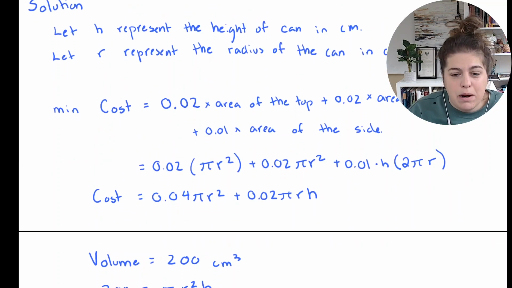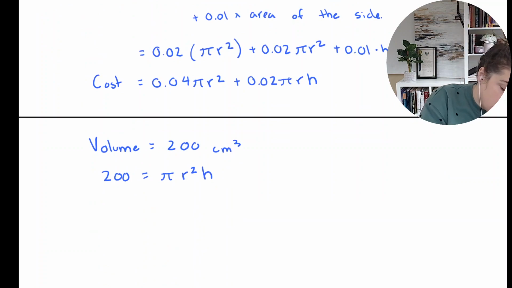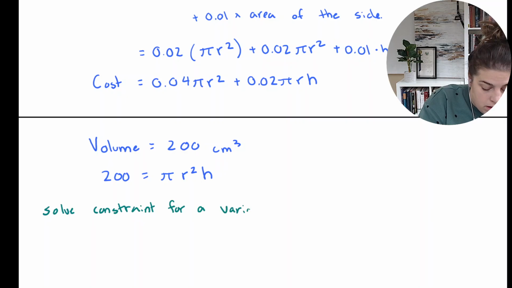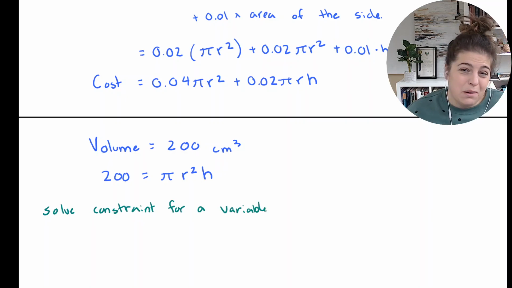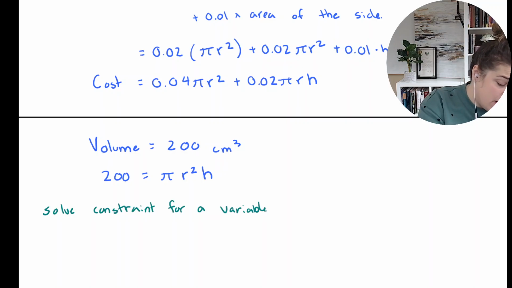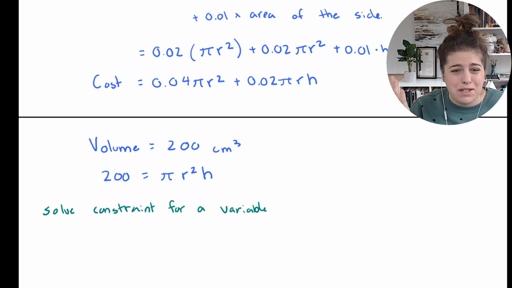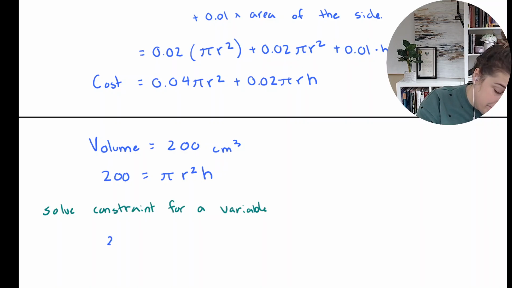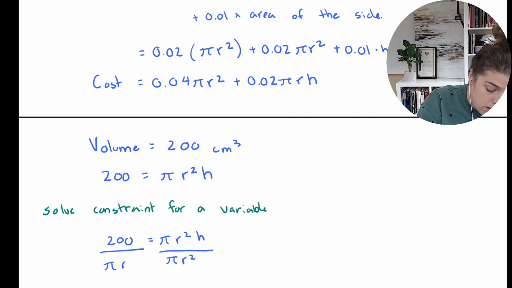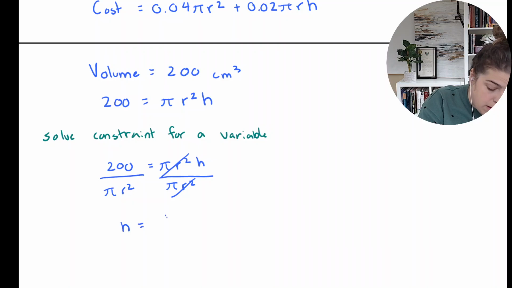And our formula for volume, as we said, is going to be our pi r squared times height. And so we've set up our equations, but now we want to solve the constraint for a variable. It is up to you whether you solve for the r or the h. Because the h doesn't have a squared term, it's actually a little bit easier. Just going to divide both sides by pi r squared. And so I end up with h being equal to 200 divided by pi r squared.